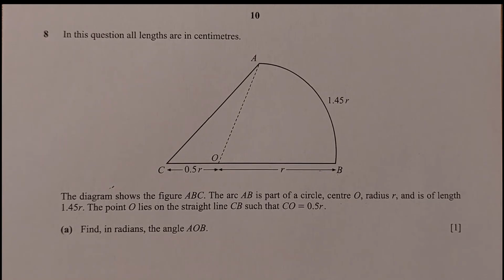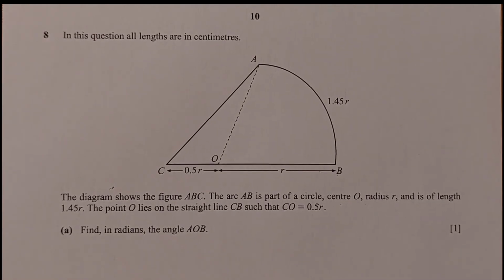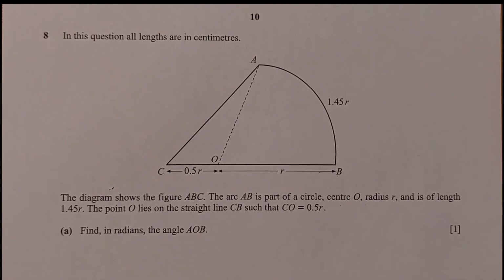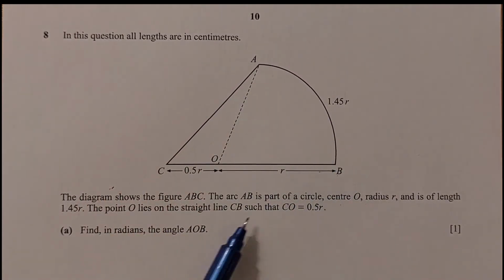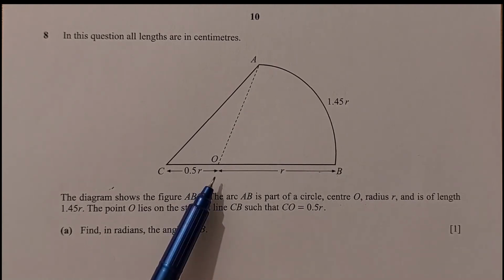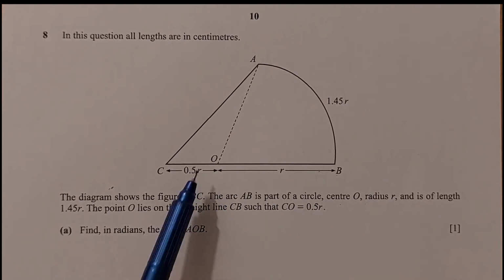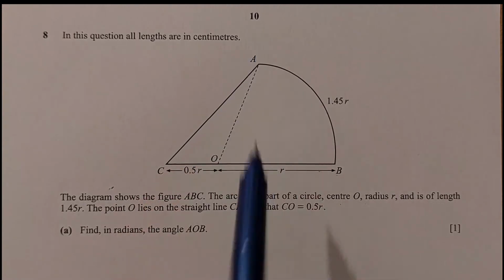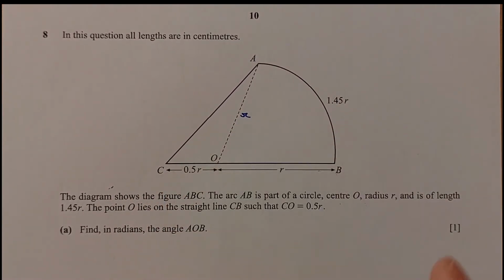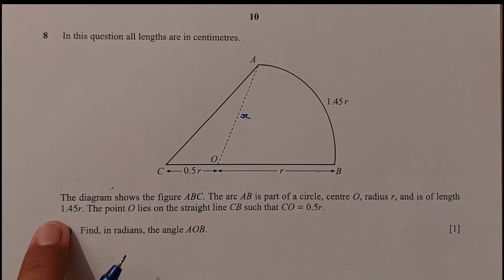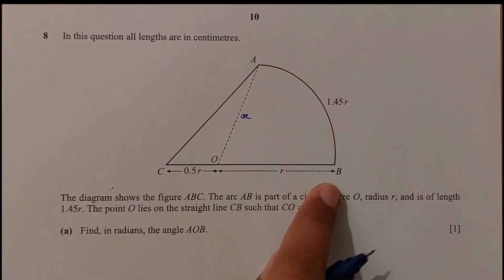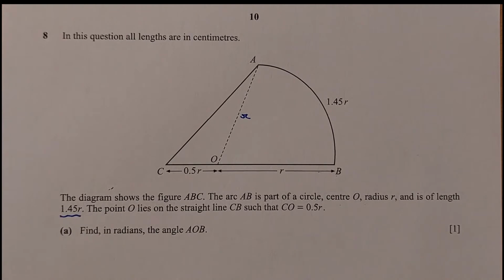Question number 8. In this question, all lengths are in centimeters. The diagram shows the figure A, B, C. The arc AB is a part of a circle, center at O, radius R. Means OB is R and OA is also R. The radius is R, right? And the arc is of length 1.45 R. So arc length we have been given is 1.45 R.